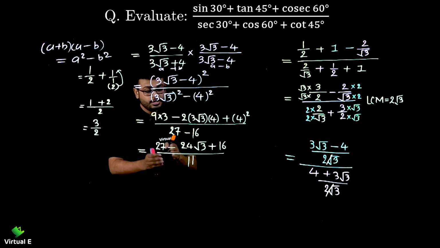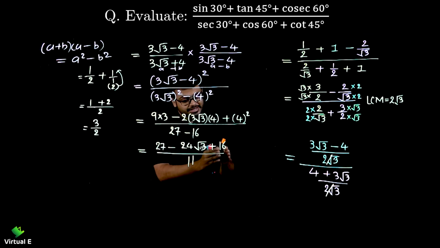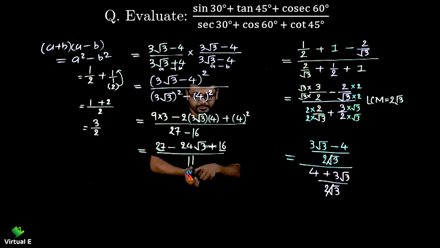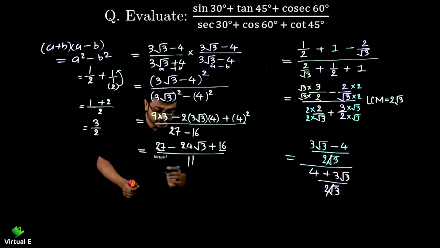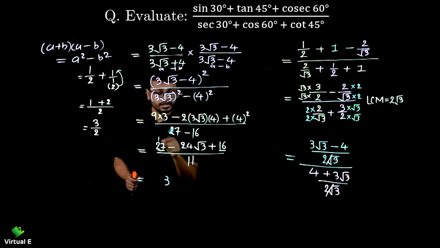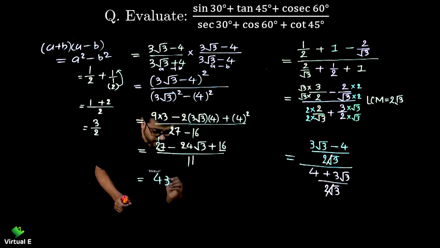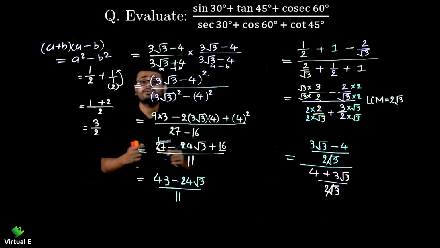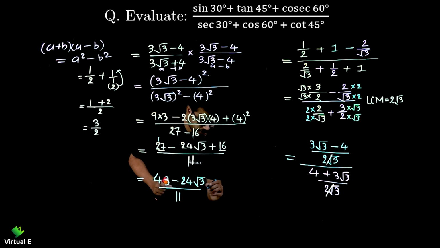Simple. Now you can see that there is 27 and 16 that I can add. So what I'm going to do is add them and get the answer. 7 and 6 will give you 13, so 3 carry over 1, 2, 3 and 4, 43, minus 24 square root of 3 as it is, and in the denominator 11. Can I simplify further than this? No. So this is my answer.